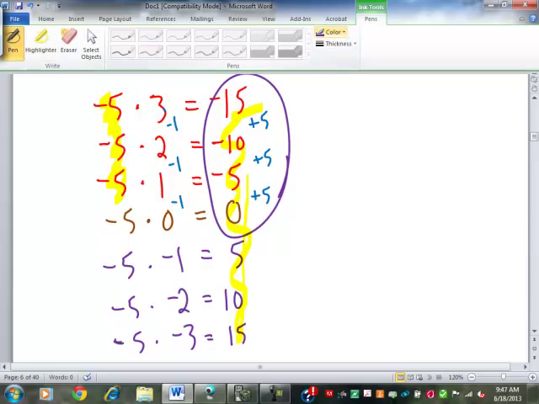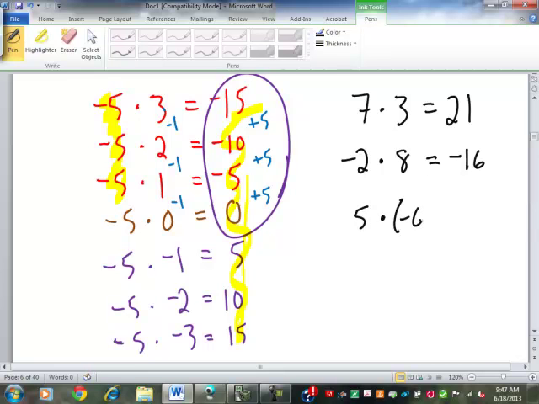So the short story, the shortcut is, if I have a positive times a positive, of course, the answer has to be positive. 7 times 3 will be 21. If I have a negative times a positive, the answer will be negative. Negative 2 times 8 will be negative 16. Good. If I have a positive times a negative, the answer will be negative. 5 times negative 6 will be negative 30.